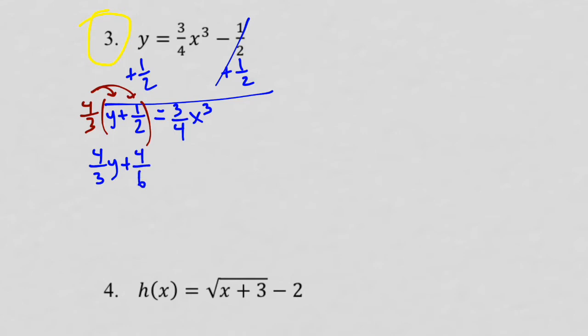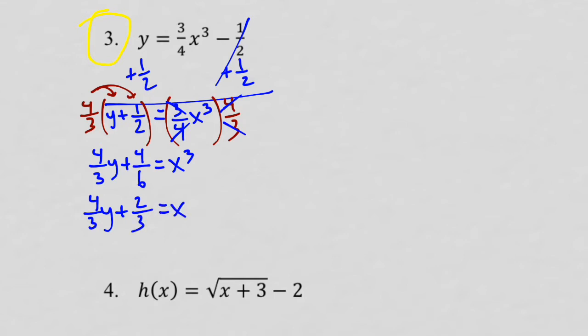So 4/6 equals, what you're going to do on this side is you're also going to multiply by 4 over 3. So you're going to multiply that times 4 over 3. What happens there is that the 4 and the 3 cancel out. That cancels, that cancels. So it's just x cubed. So 4 over 3y plus 4 over 6. 4 over 6 is 2/3. So 4 over 3y plus 2/3 equals x cubed.